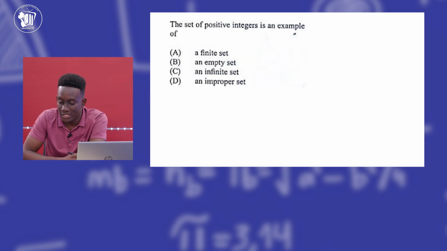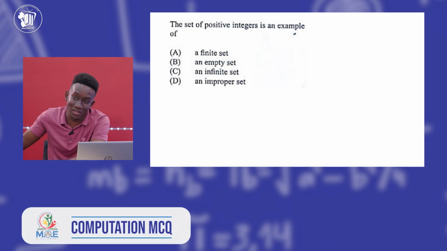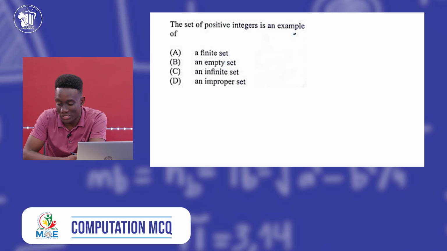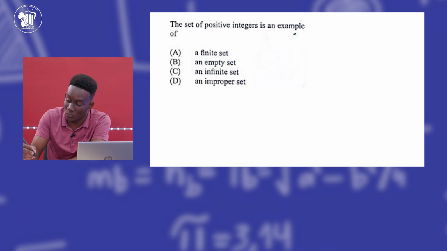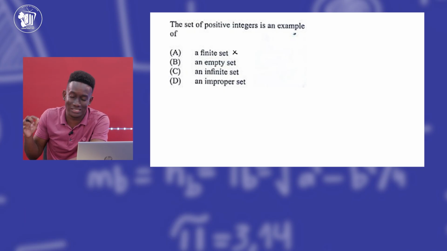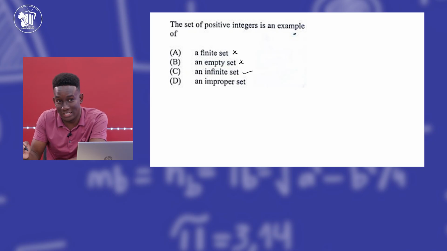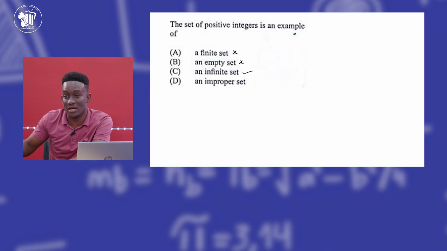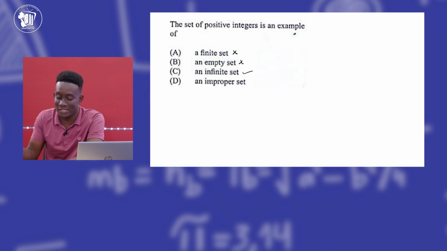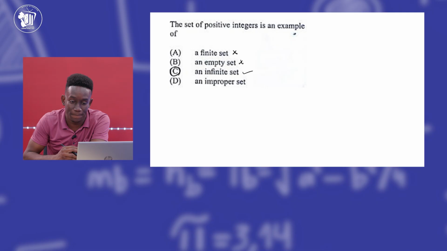The next one says, the set of positive integers is an example of. We know positive integers would be 1, 2, 3, 4, 5, and it keeps going on and on. In this case, it will not be a finite set because a finite set has an end. It will not be an empty set because an empty set has no elements. So it will be an infinite set, because an infinite set goes on and on infinitely. So this answer here is C.